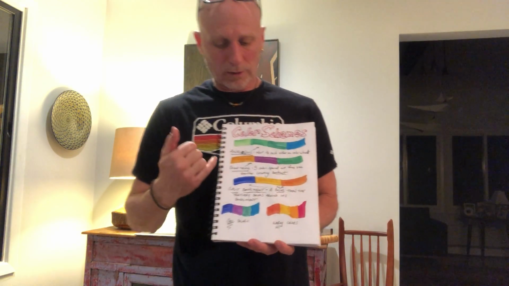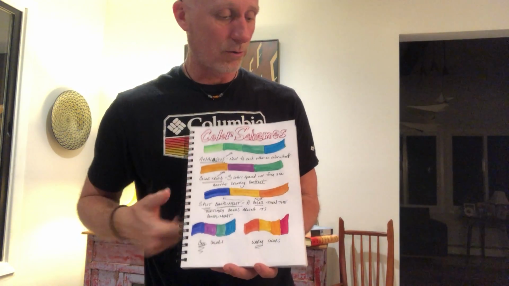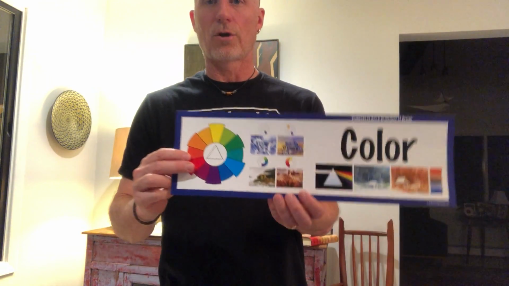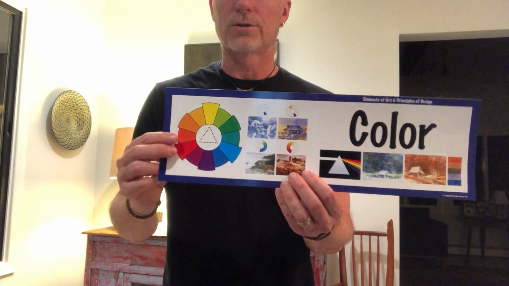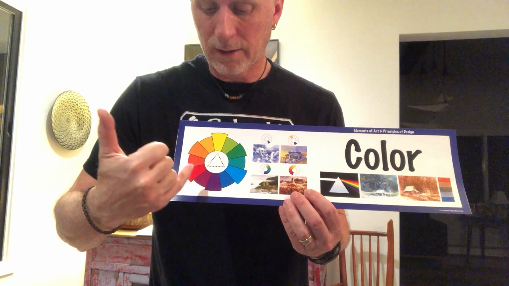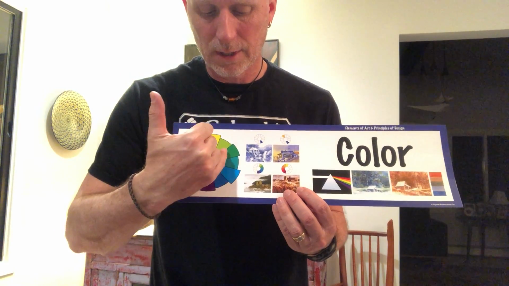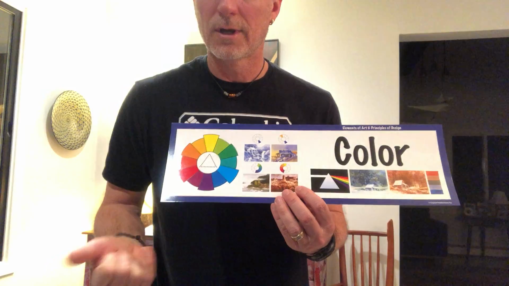So let's talk first about analogous colors. So again, referring to your color wheel, I'm going to grab this color wheel. An analogous color scheme is a group of colors that are next to each other on a color wheel. So an analogous color scheme might be like violet and red and orange. Just kind of 3 or 4 colors that might be right next to each other. That's an analogous color scheme.